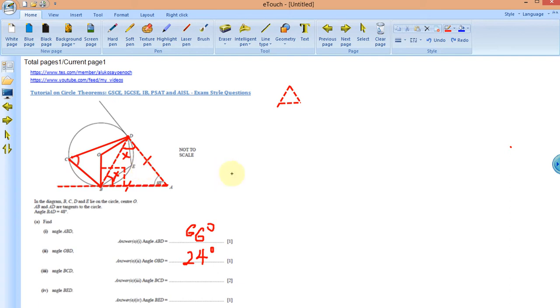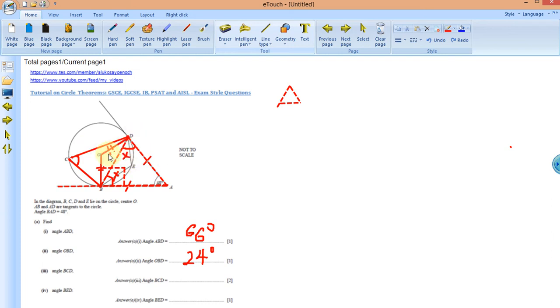Okay, guys, don't forget that this is a radius, and BOD is an isosceles triangle, so OB and OD are radii. So let me use something to indicate that these two sides are equal. OD and OB are equal. So we have another isosceles base here, guys. And don't forget, this angle OBD is 24. Definitely this is 24 now.